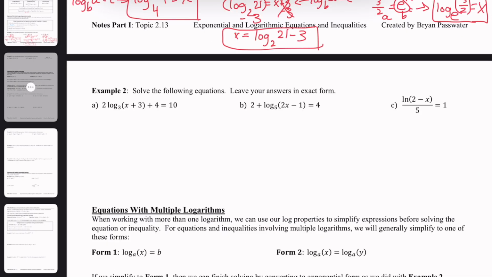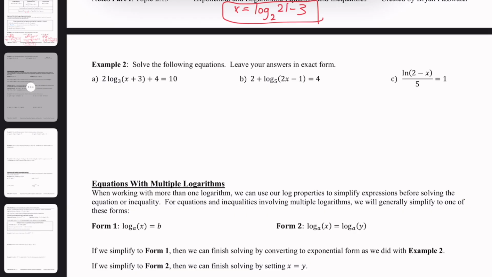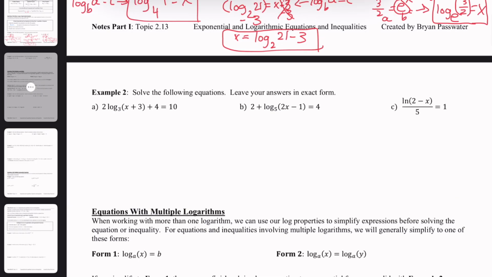So now we're moving on to example 2. So this is solving with the log now. So isolate.